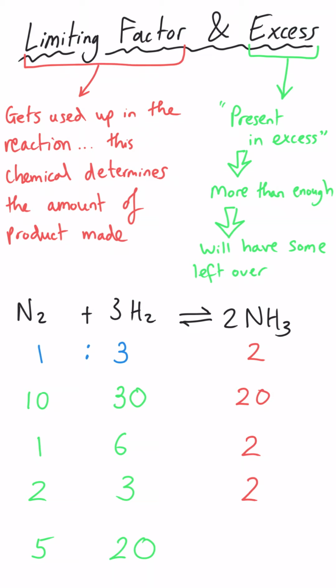In the final example, the nitrogen is limiting, and this time we can make 10 moles of ammonia because 1 nitrogen makes 2 moles, and so 5 moles will make twice as many, which is 10.